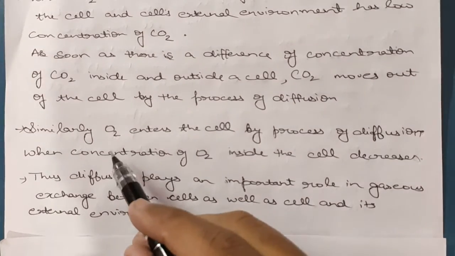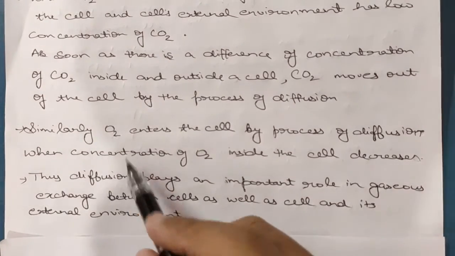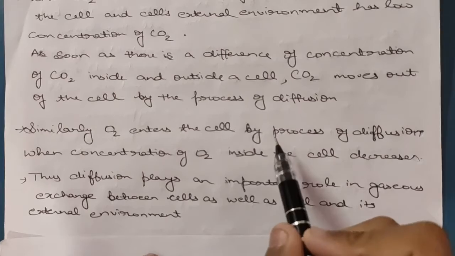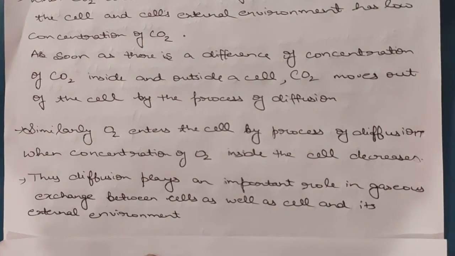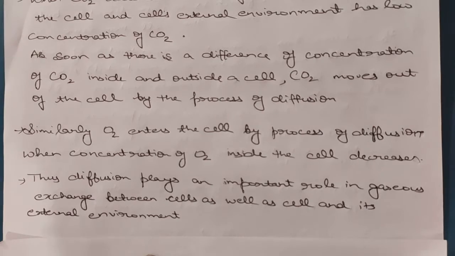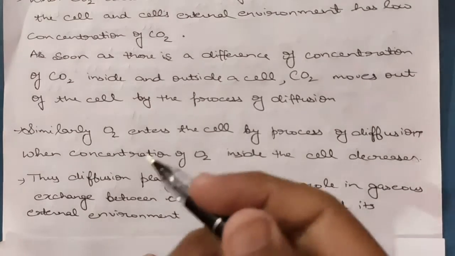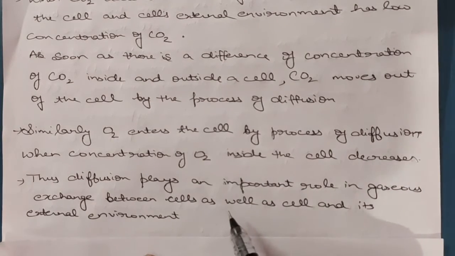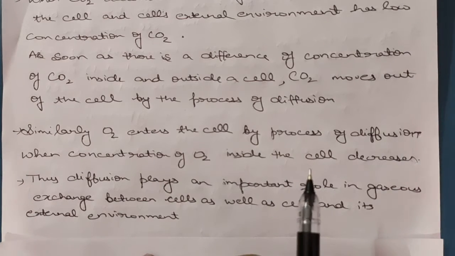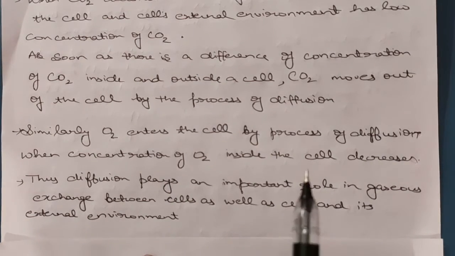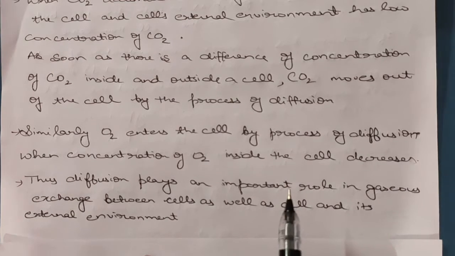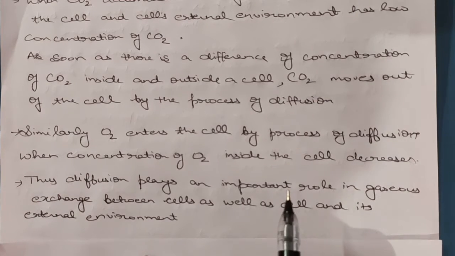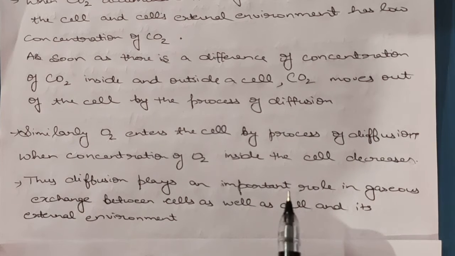Now similarly for oxygen also, oxygen enters the cell by the process of diffusion when the concentration of oxygen inside the cell decreases. Now how? I was just telling you, when the cell is working, it will consume oxygen. So the amount of oxygen inside the cell will keep on decreasing as it carries out all the metabolic processes. Because it will also digest the food to get energy. So what will it do?